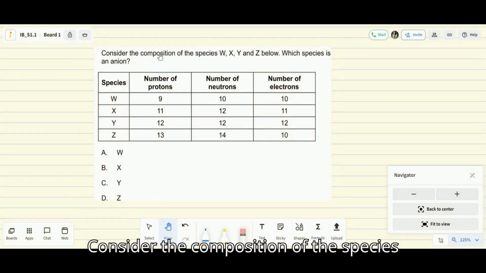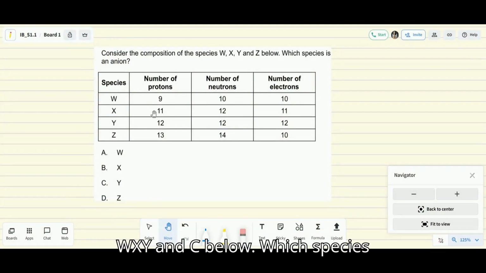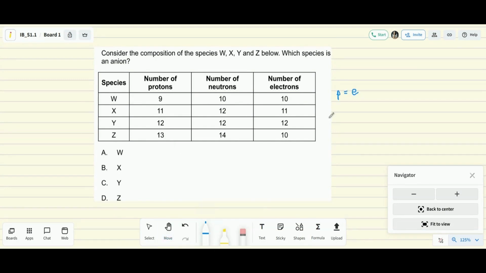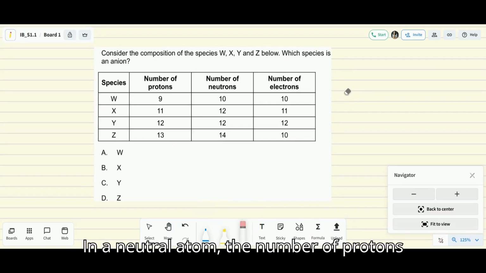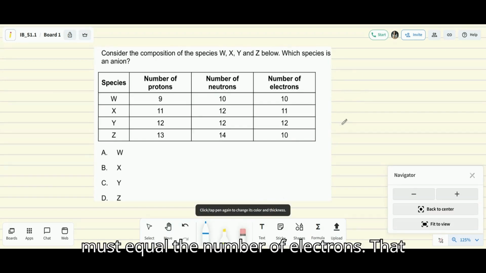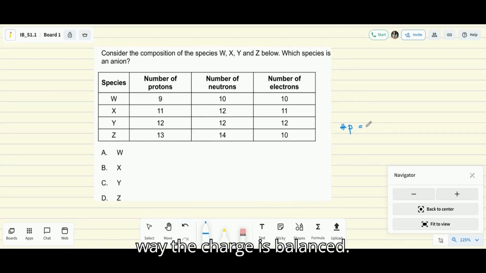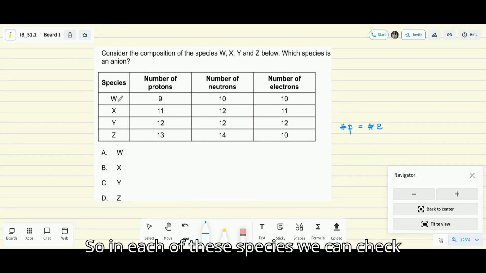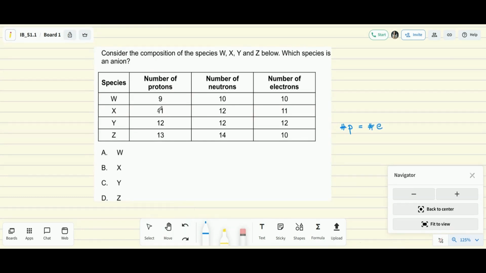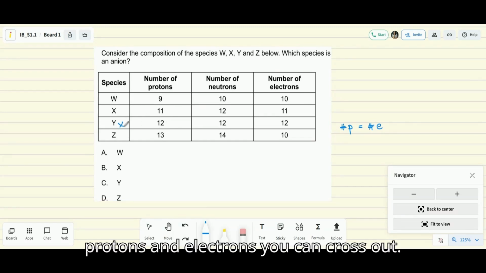Consider the composition of the species W, X, Y, and Z below. Which species is an anion? In a neutral atom, the number of protons must equal the number of electrons. That way, the charge is balanced. So in each of these species, we can check which ones have an unequal number of protons and electrons. You can cross out Y because they have the same number of protons and electrons.